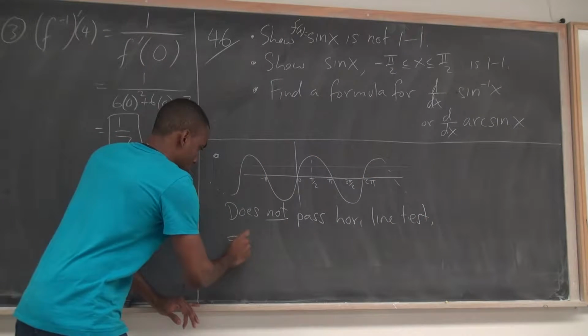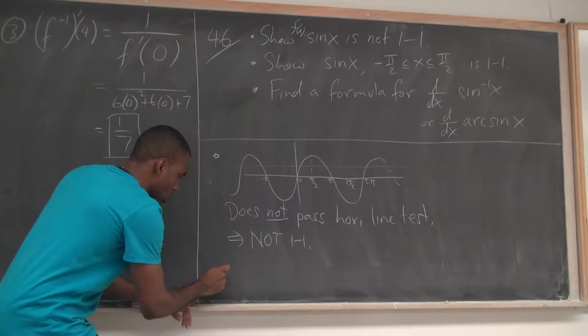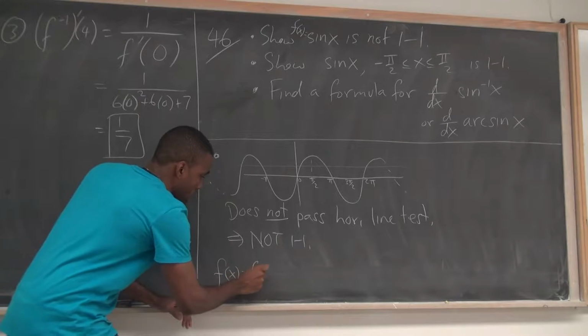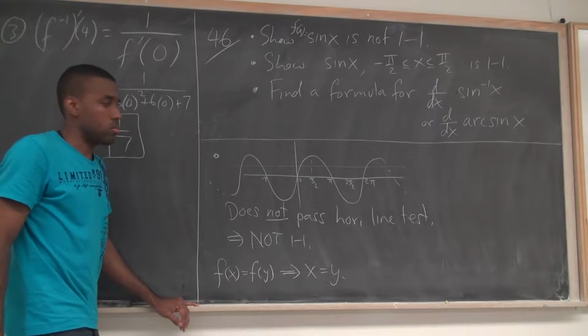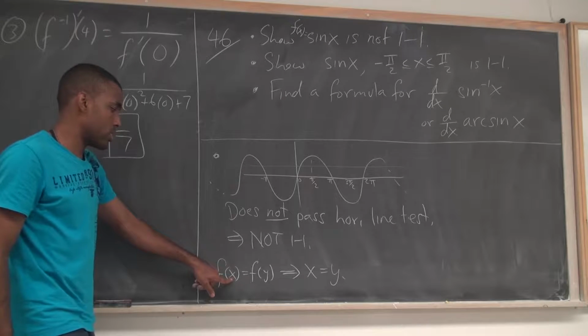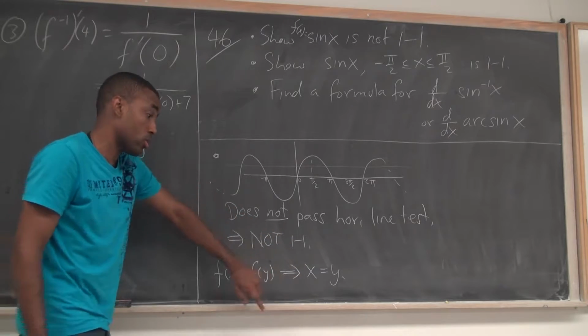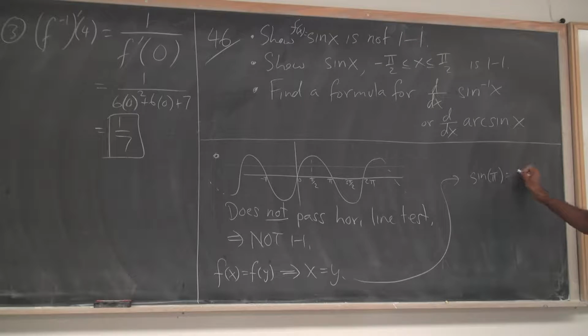Okay, so how else would you know if it's not 1 to 1 besides the horizontal line test? The formula I gave you, remember we said 1 to 1 means if f of x equals f of y, then x must be equal to y. Right? I did write that down at some point. Right, so all you have to do is prove that you can have sine x equal to sine y, but x not equal to y, and that's pretty easy to show. For example, sine of pi is equal to sine of 2 pi, but obviously pi is not equal to 2 pi. Right? So I have two values where the outputs are the same, but the inputs are different, meaning it's not 1 to 1.